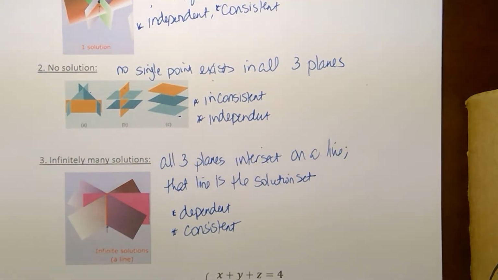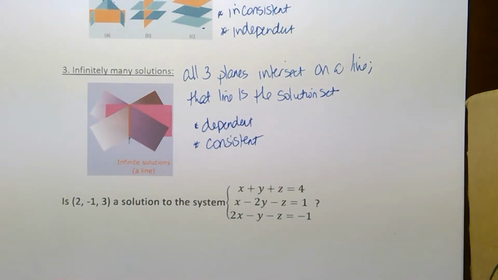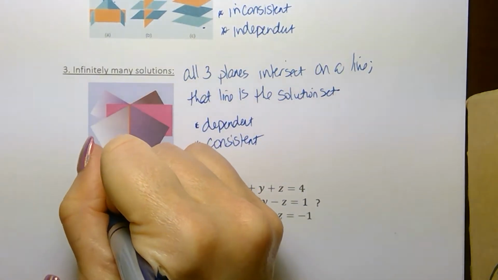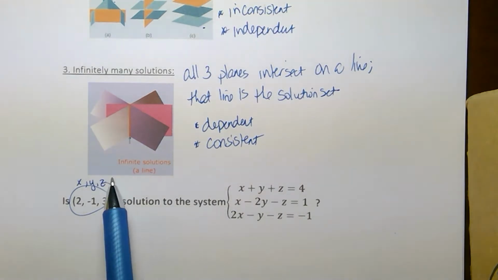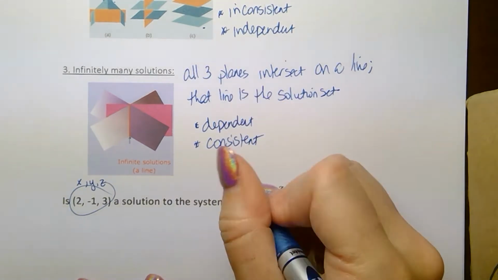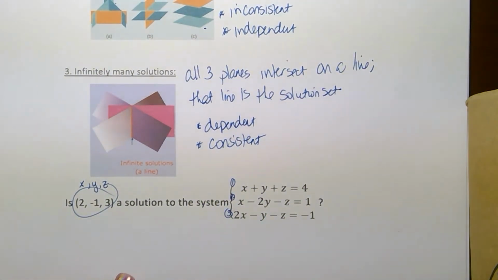Just like for two variable systems, if I have a solution to the system, that means that ordered triple, that point, has to be true for all three equations. So if I check to see if this ordered triple x, y, z, and remember it's always alphabetical order, is a solution to my system, I have to check it in all three equations. I have to plug x, y, z in for all three equations. So let's go ahead and do that.